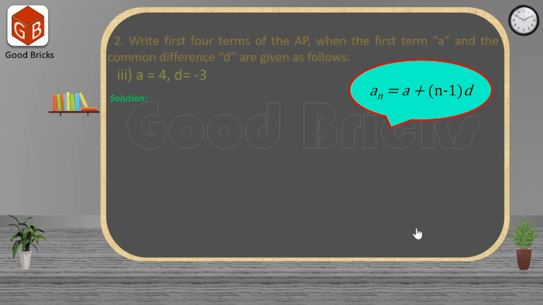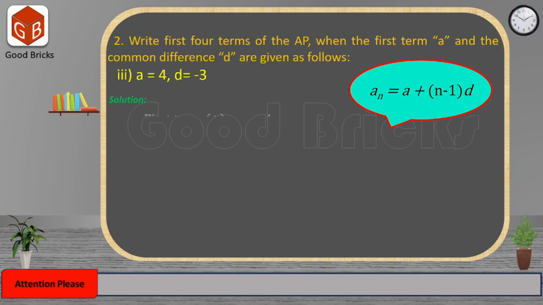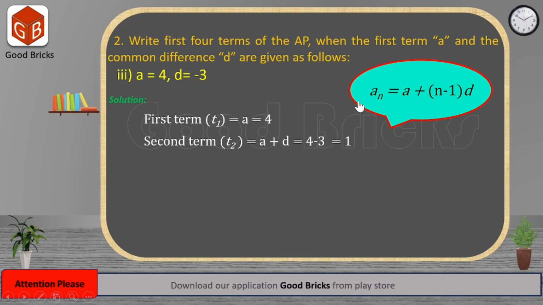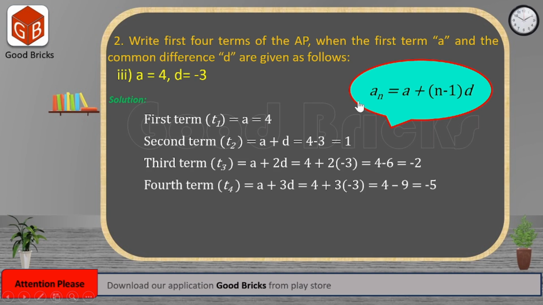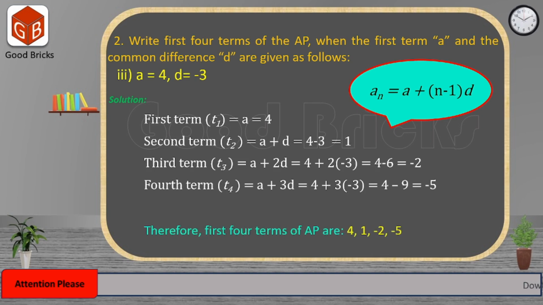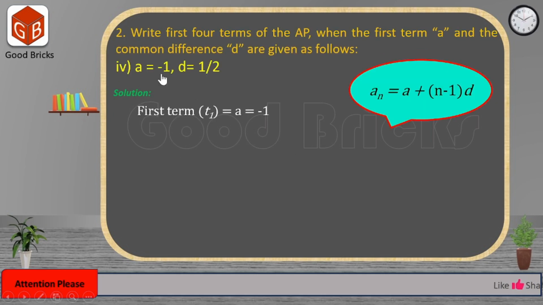Let us look at the third bit. They have given a value 4, d value minus 3. Again, using this formula, if you find term 1 and term 2, term 3, you will get as shown here on the screen. So the answer is 4, 1, minus 2 and minus 5 are the first four terms of our AP.